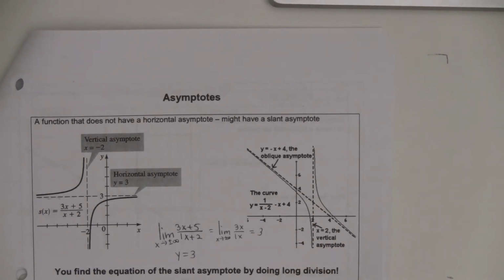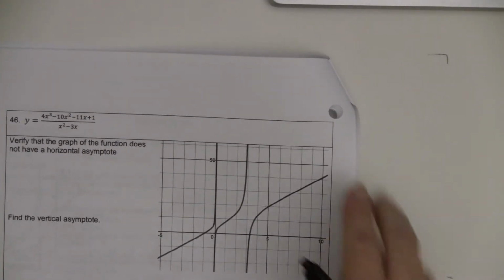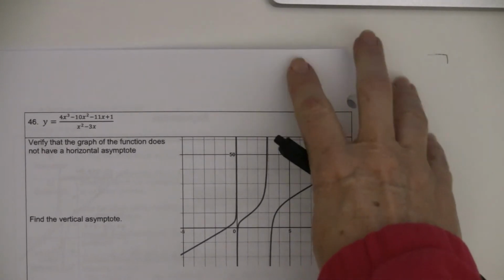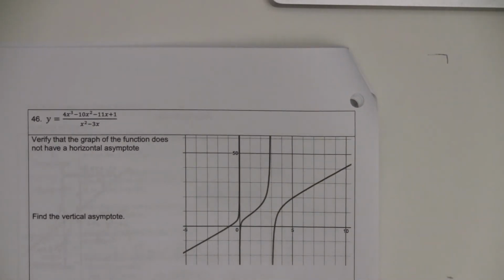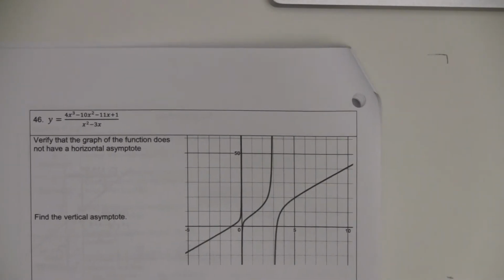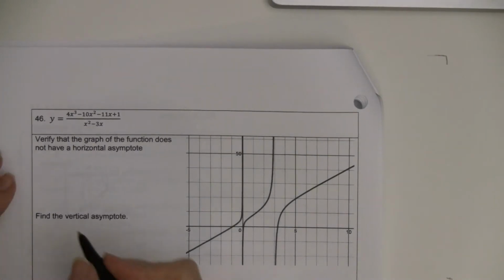Okay, so we're going to try one of those, and so we're on the next page there, and this is example 46 from your textbook, and it's asking us to verify that the graph of the function does not have a horizontal asymptote. So that's the first thing that we're wanting to look at, is does it have a horizontal asymptote? And the answer is they're saying it doesn't, and they want us to verify it.